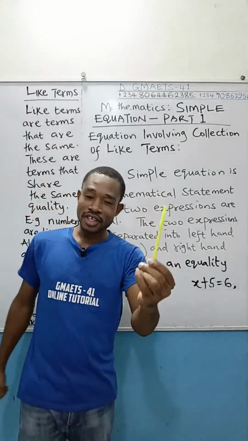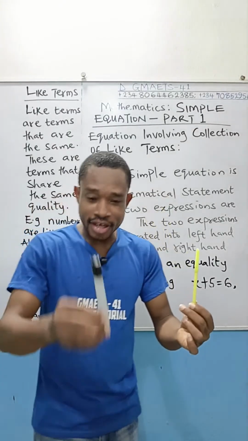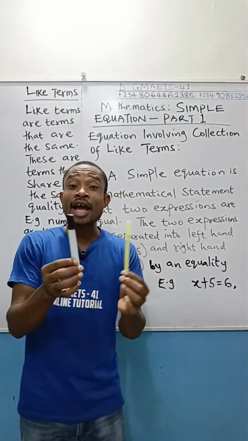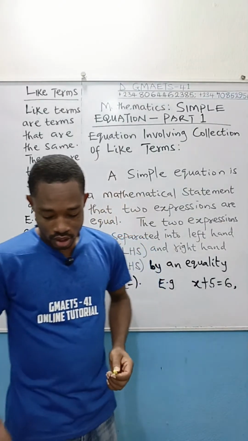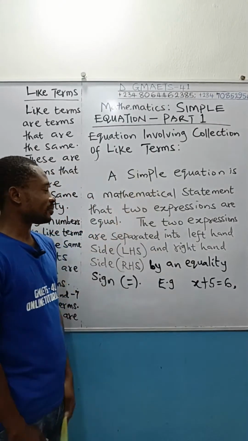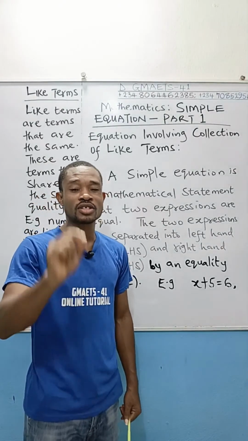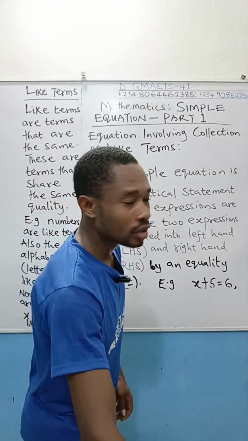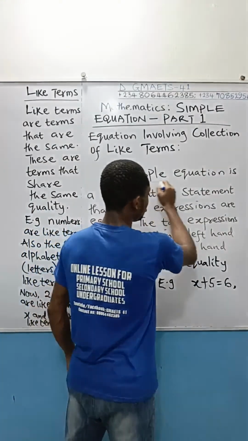So if I give you this highlighter, and I give you this marker, and I tell you that they are equal, that becomes an equation. Call it simple equation. So anytime you have two expressions and you say that the expressions are equal, that is simply what we call a simple equation, or you can just say an equation. Take notes.